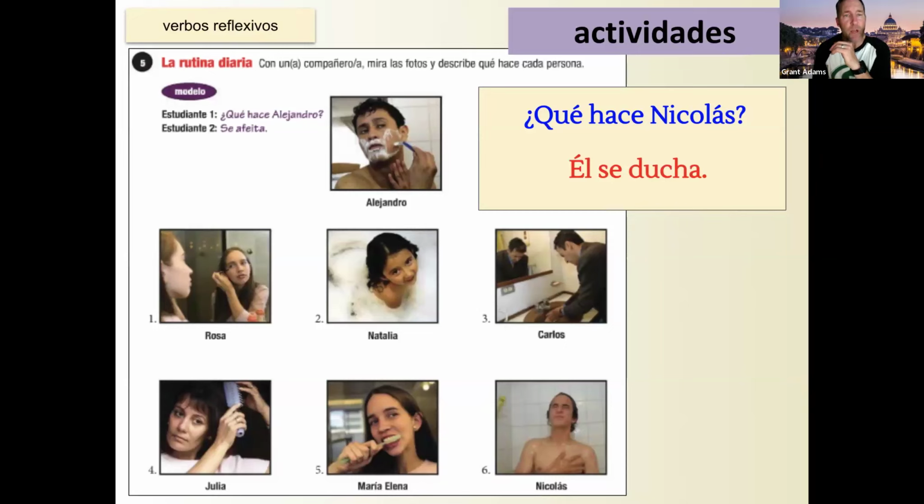Así que tenemos afeitar, se afeita, maquillar, se maquilla, bañar, se baña, lavar or lavarse, should be saying se, ¿entienden? Lavarse las manos, se lava las manos, cepillarse el pelo, se cepilla el pelo, cepillarse o lavarse los dientes, se lava, se cepilla los dientes, and ducharse, se ducha. Excelente, es un buen repaso.